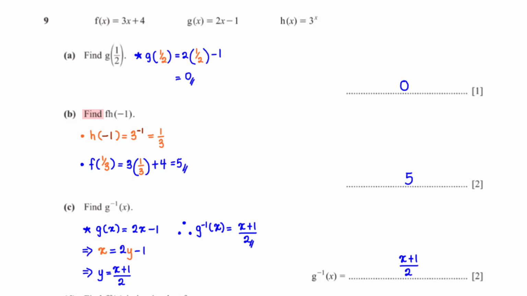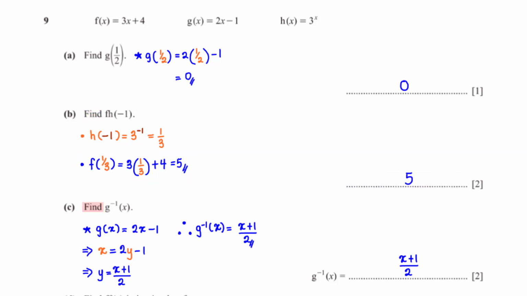Find f of h of -1. First, we need to find h of -1. To get h of -1, we replace x in h of x with -1. This gives us 3 raised to the power -1, which is equal to 1/3. So to get f of h of -1, we replace x in f of x with h of -1, which we found to be 1/3. So we have 3 times 1/3 plus 4, which is equal to 5.